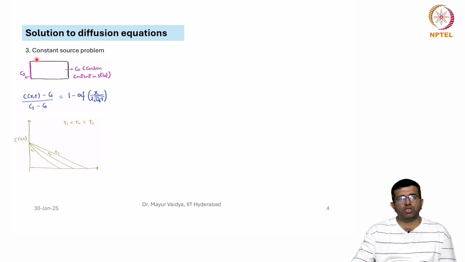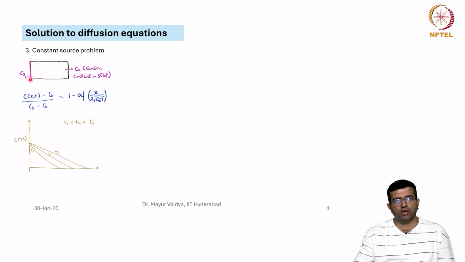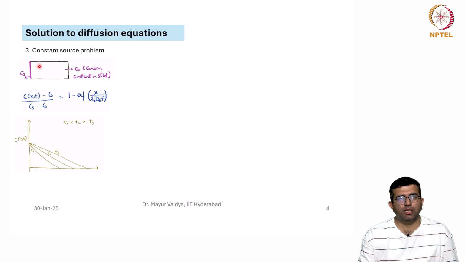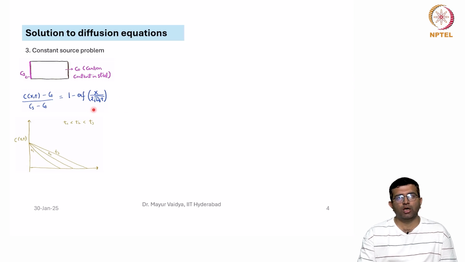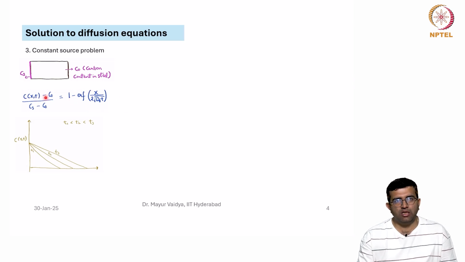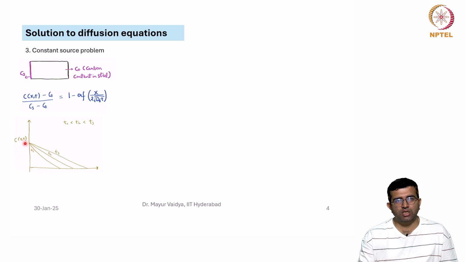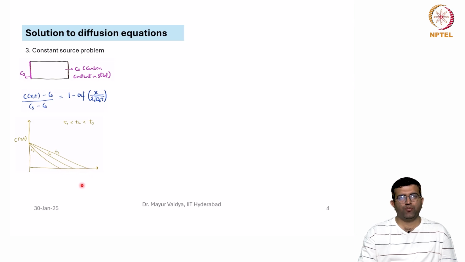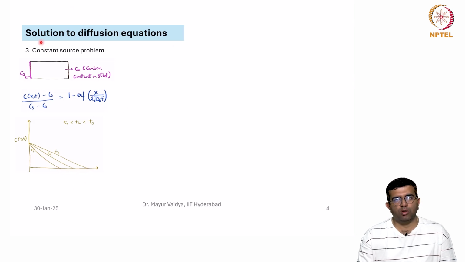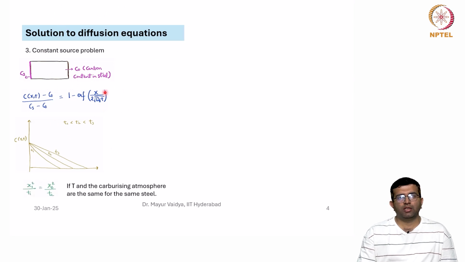We also saw the constant source problem where the source concentration is maintained constant at the surface, and this gives rise to the error function solution, where C(x,t) minus C naught by Cs minus C naught is equal to 1 minus error function x by 2 root Dt. If you plot the graph, you see that the concentration at the surface is the same for all times, but the depth increases as the time increases. This is a typical case for carburization in steel.